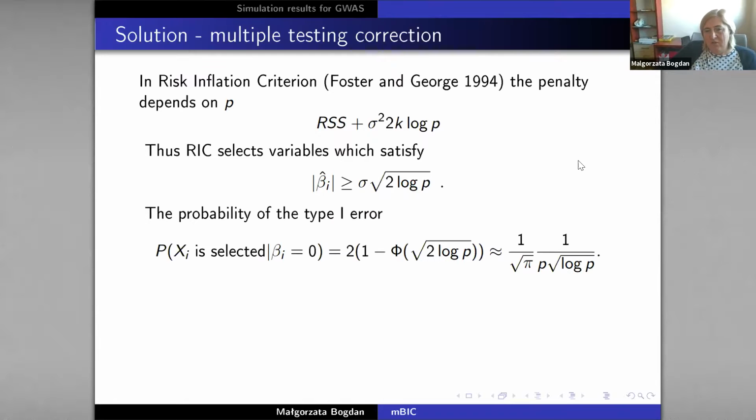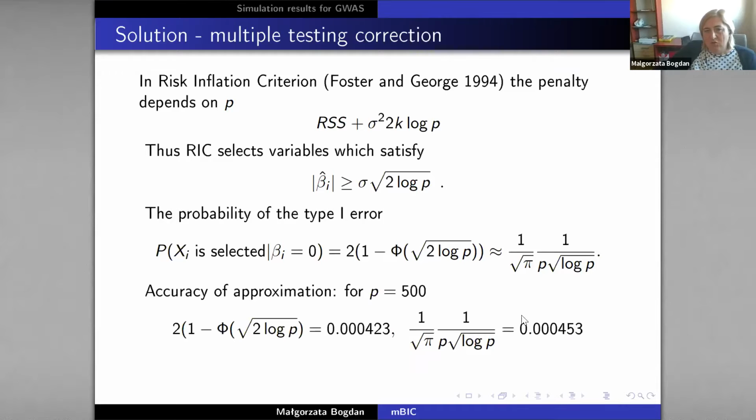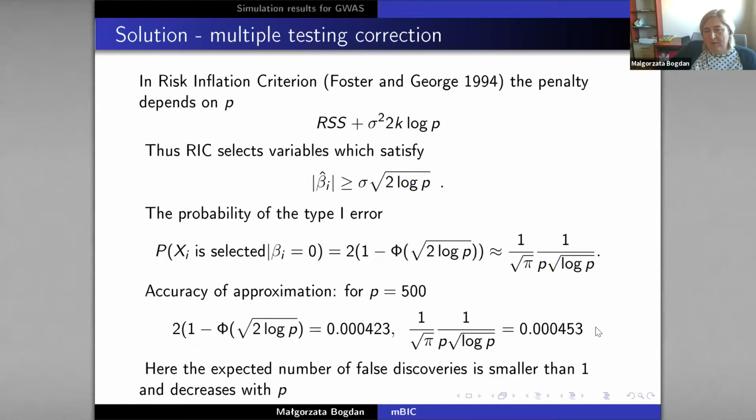And now when I calculate this, the probability that I'm going to select xi, for which beta i is 0, is equal to this formula, more or less. And it's going to converge to 0 when p increases. So for this criterion, I have a multiple testing correction. And when p increases, the probability that xi is selected converges to 0.